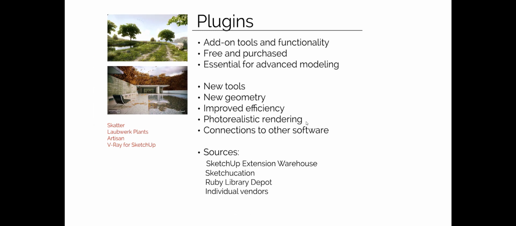Some of the ones we'll be working with are Scatter, Logwork Plants, Artisan, and V-Ray for SketchUp. But there's lots of them out there. Sketchucation, Extension Warehouse, Ruby Library Depot, probably Sketchucation and the SketchUp Extension Warehouse are the two sites you'll find most of them. And most of them are free, but Artisan costs $45. I don't know what the academic price of Scatter is. The retail price is about $100.